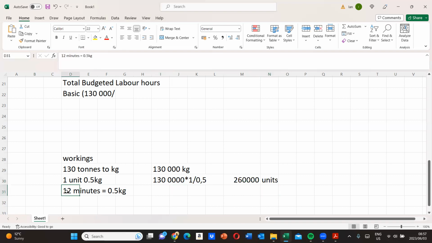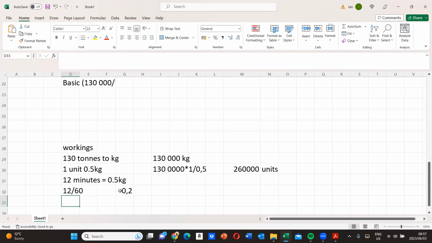Now it takes you 12 minutes to make 0.5 kg. Now let's convert the minutes into hours. How many hours does it take us to make 1 unit? We took 12 divided by 60, to determine the time it takes us to make 1 unit. In this case, 0.2 hours. We said 12 minutes is the time it takes us to make 0.5 kgs, which is 1 unit. Now, how long is it going to take us to make 260,000 units?